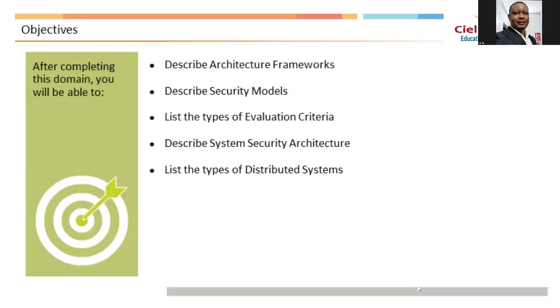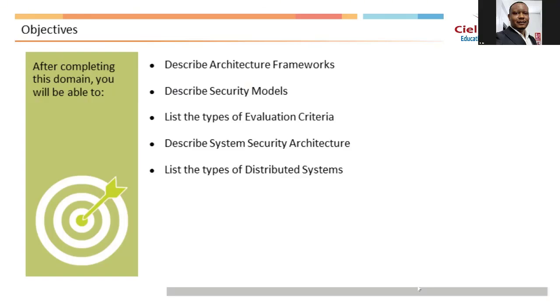So here we're going to be talking about what we refer to as architectural frameworks, and then also talk about security models. Aside from that, we shall also talk about evaluation criteria, then system security architecture, as well as what we refer to as distributed systems. These are the things we're going to be taking a look at in this very lesson. So I'll talk about security architecture.